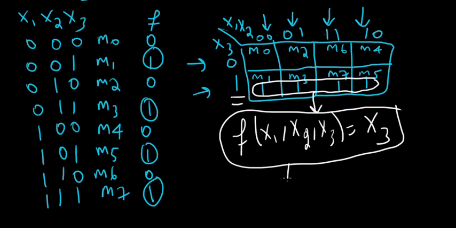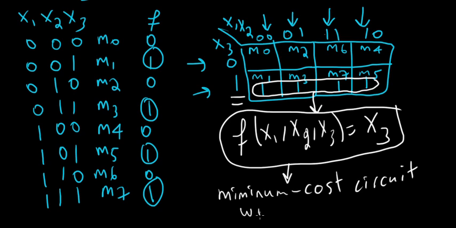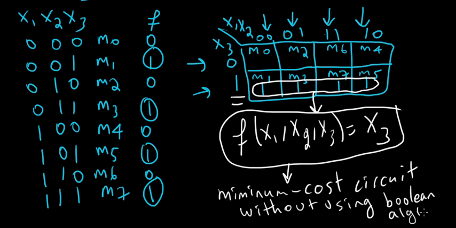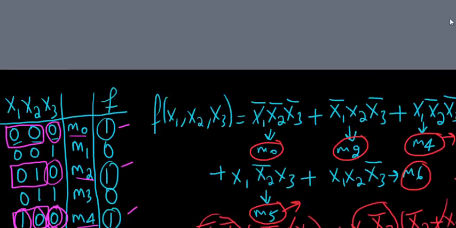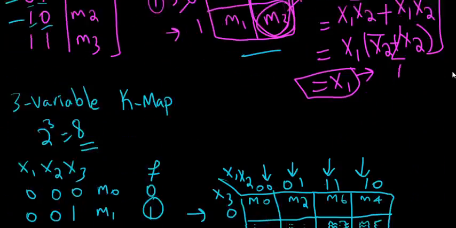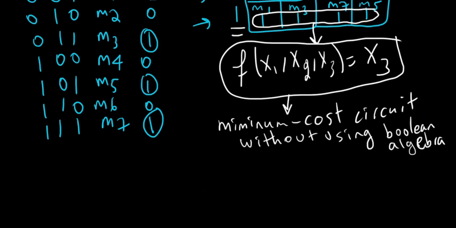And we did this without a minimum cost circuit, and we did this without using Boolean algebra properties like we did earlier. So that's why I brought you from solving Boolean algebra to here, so that you see that it is a very useful tool. Now that was the 3 variable.